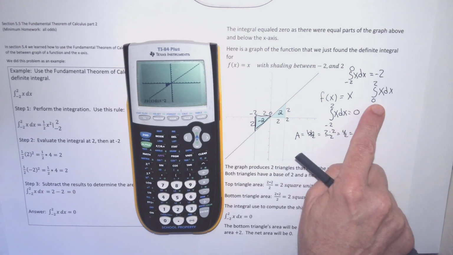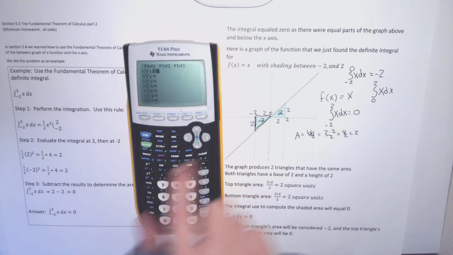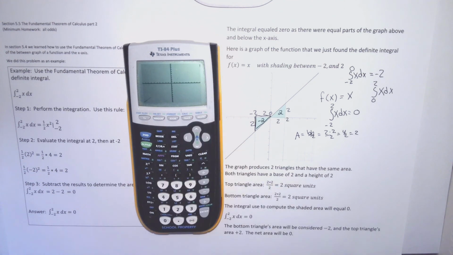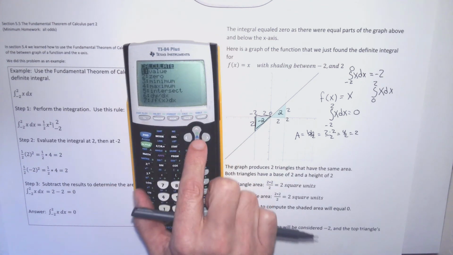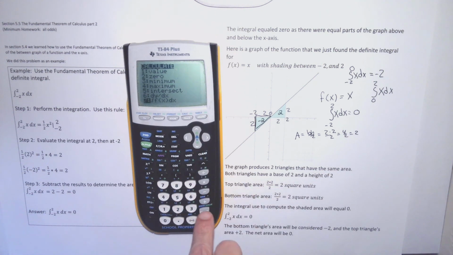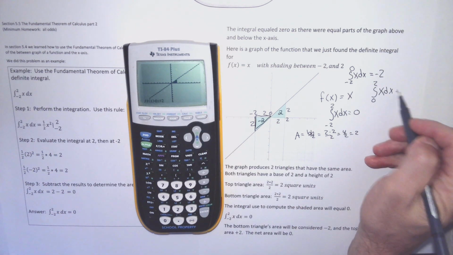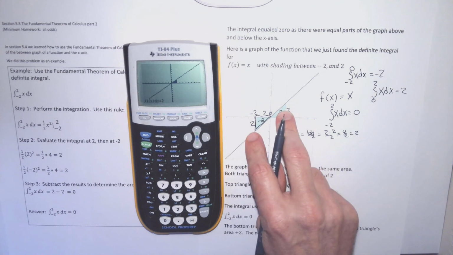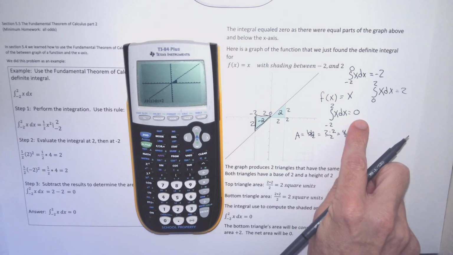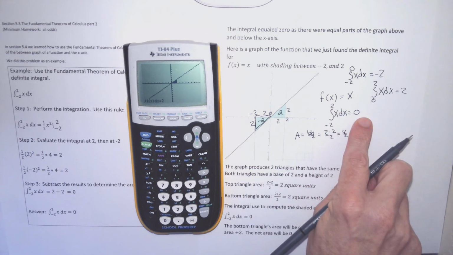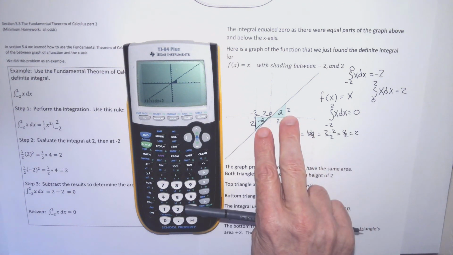Because this triangle is beneath the x-axis, the definite integral comes out negative. If I clear the function and re-enter it so it clears out the shading, then do second calc and integrate between 0 and 2, you'll see the top triangle has an area of +2. Both triangles have an area of 2, but when I integrate between -2 and 2, I get 0 because the areas net each other out.